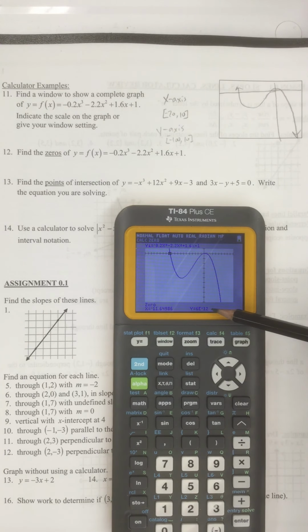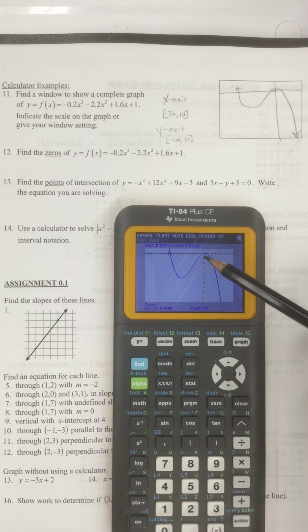Down here, notice if you have a zero, it's the x-intercept, so the y-coordinate should be 0. Don't let this bother you. It says 6e to the negative 12. That e to the negative 12 means move the decimal 12 places to the left. So it means it's 0.000000, 11 zeros, 6. So it's essentially 0. The calculator doesn't find the exact zero, but it's accurate up to 12 decimal places. So just round that off to 0, don't worry about the y.